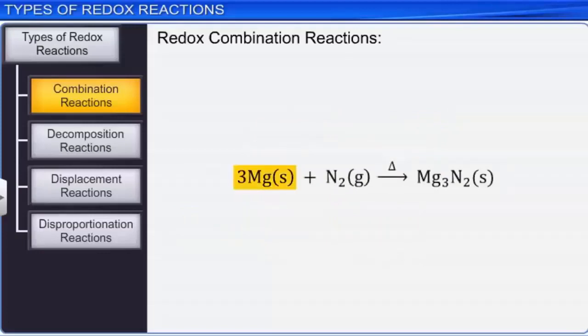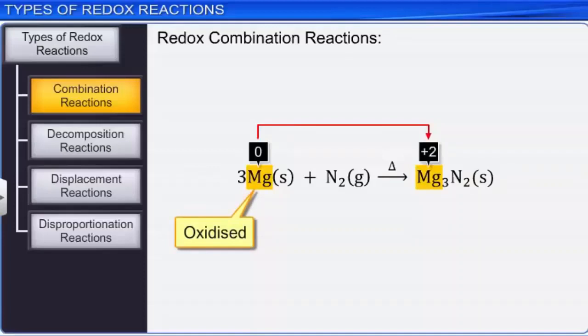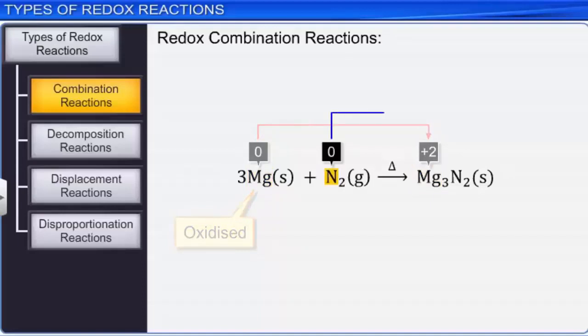Magnesium reacts with nitrogen to give magnesium nitride. In this reaction, the oxidation number of magnesium changes to +2 from 0, as it is oxidized. Simultaneously, the oxidation number of nitrogen changes from 0 to -3 as it is reduced.